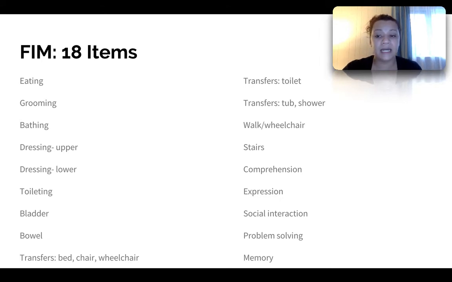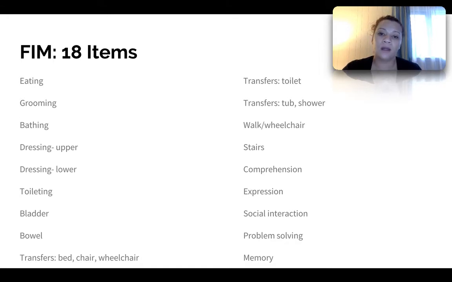These are the 18 items. So you can see there's basically the 10 of them that were on the Barthel with 8 additional items. So we have eating, grooming, bathing, dressing, which is broken down into upper and lower body dressing, toileting, bladder, bowel. Transfers are broken into 3 categories. So there's bed, chair, and wheelchair. There's toilet, and then there's tub or shower.